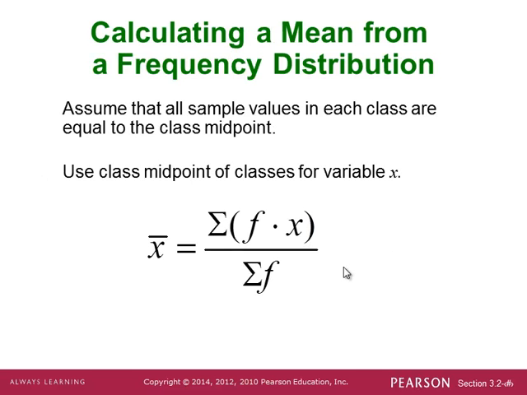Now, a little bit more advanced stuff here, but it's still based on what we've talked about. If you happen to have data that's already organized in a frequency distribution, then all you need to do is simply take the frequency times the data value divided by the total number of numbers, which would be the sum of the frequencies.